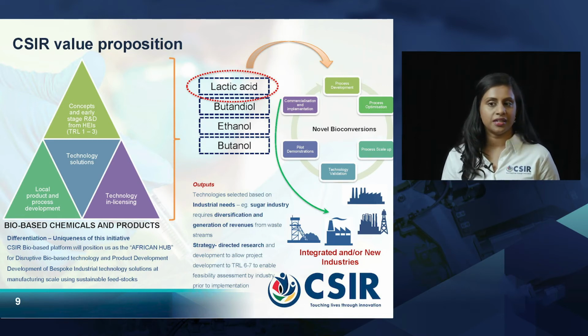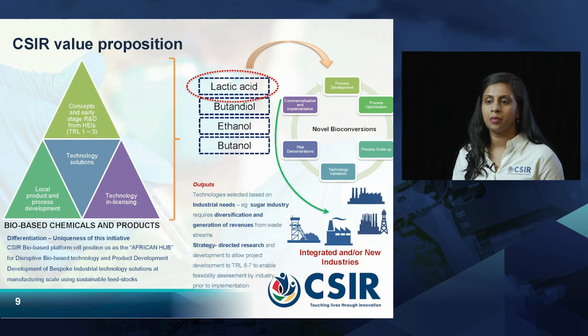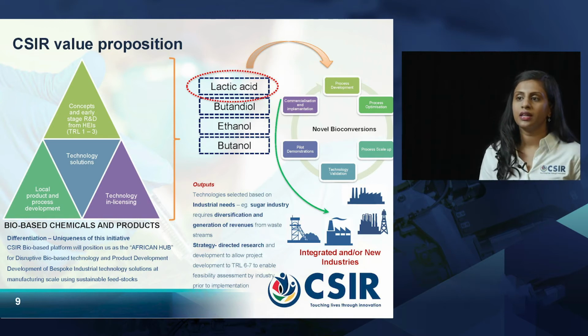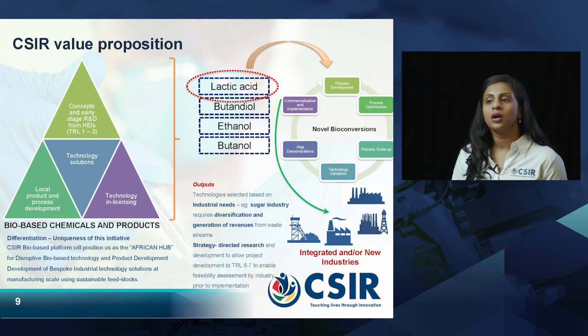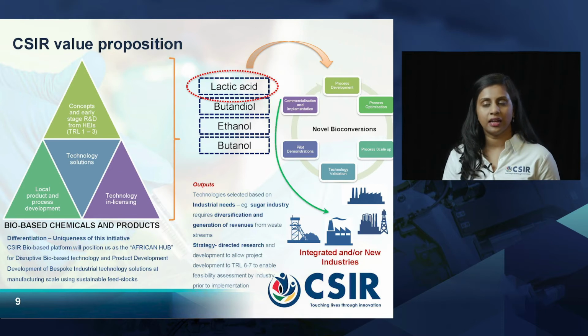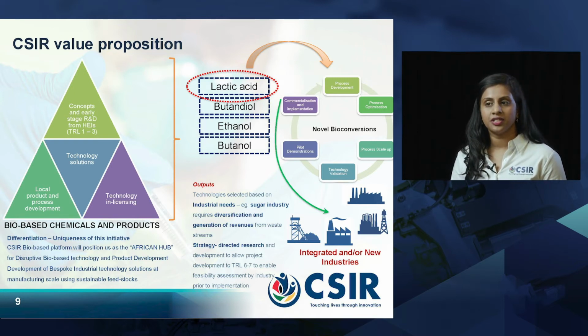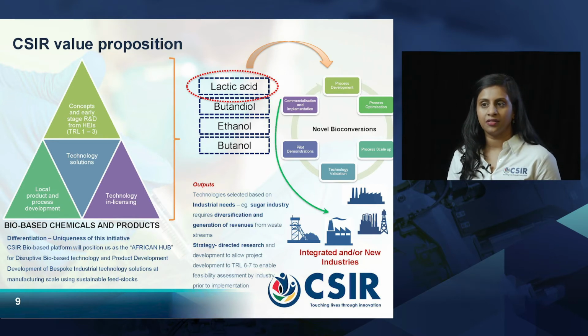This would enable the CSIR bio-based platform to be an African hub for disruptive bio-based technology and product development. So for an example, a particular platform chemical such as lactic acid could be used in product and process development, whereby we can optimize and scale up a particular production process and thereafter validate this technology in a laboratory and a pilot environment. Once the technology has reached a certain maturity level, it could then be commercialized.